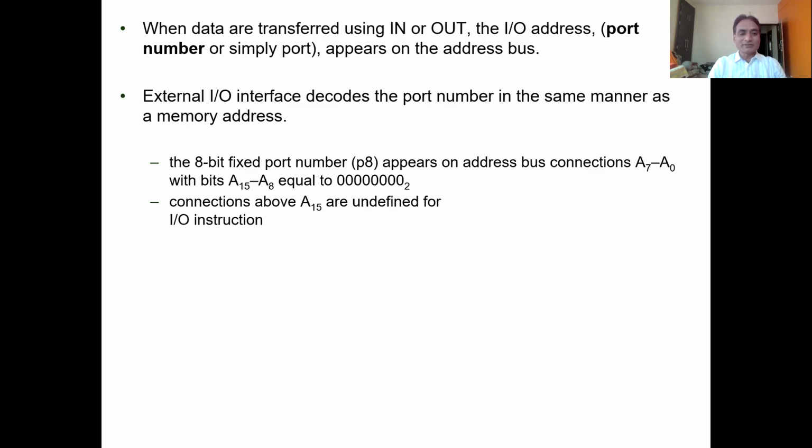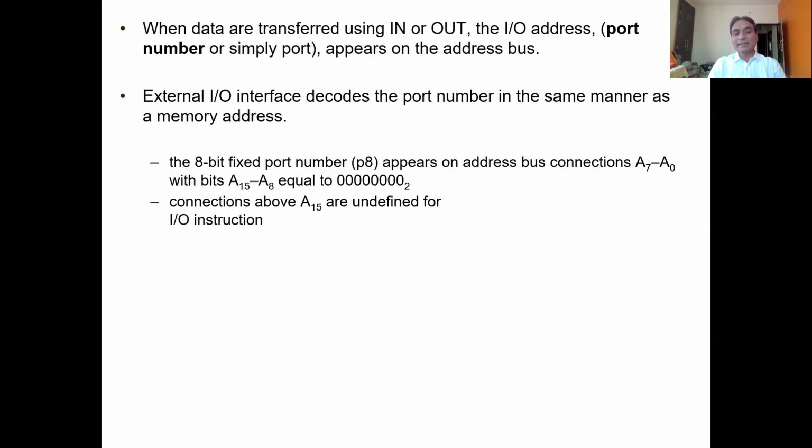In an 8-bit fixed port number like P8, the number appears on address bus connections A0 to A7, with A8 to A15 initialized as 0. As I mentioned earlier, there are two kinds of addressing: fixed port addressing and variable port addressing. In fixed port addressing, the address of the device is only 8 bits long. However, we have 20 bits in the address bus, right? So where is this 8-bit going to go?